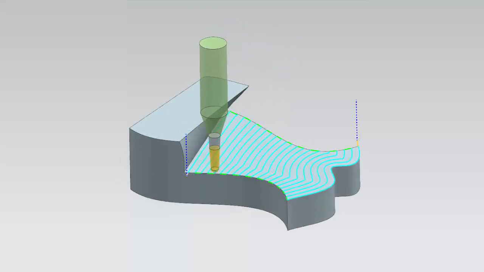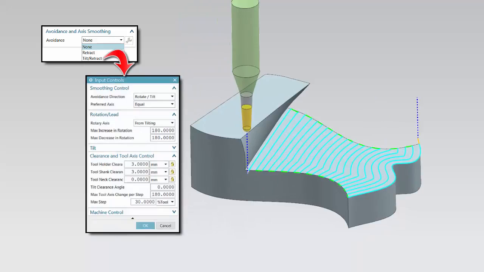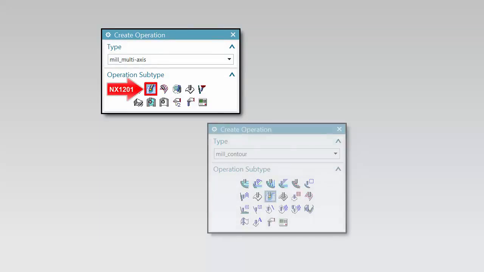Variable axis operations support tilting through a 3D curve. The operations use holder avoidance and tool axis smoothing. Variable guiding curves was introduced in NX12.0.1. Fixed axis guiding curves is new for NX12.0.2.